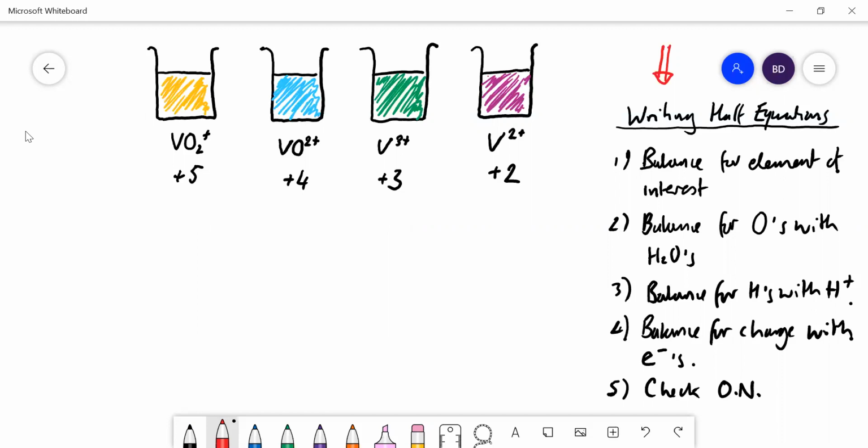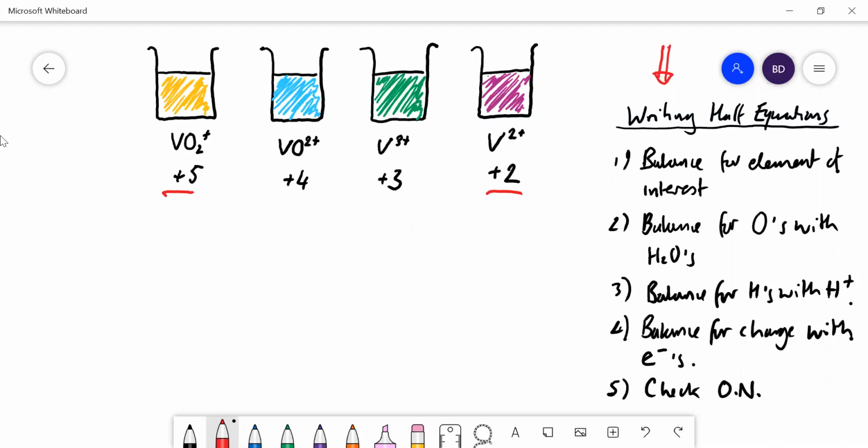Right, now vanadium can exist in a variety of oxidation states, ranging from +5 down to +2, and you need to know the colors of those as well. It's quite a nice experiment, and that's probably the best way to describe it. We can write the half equations for the reactions involved. That's quite a good way of doing it.